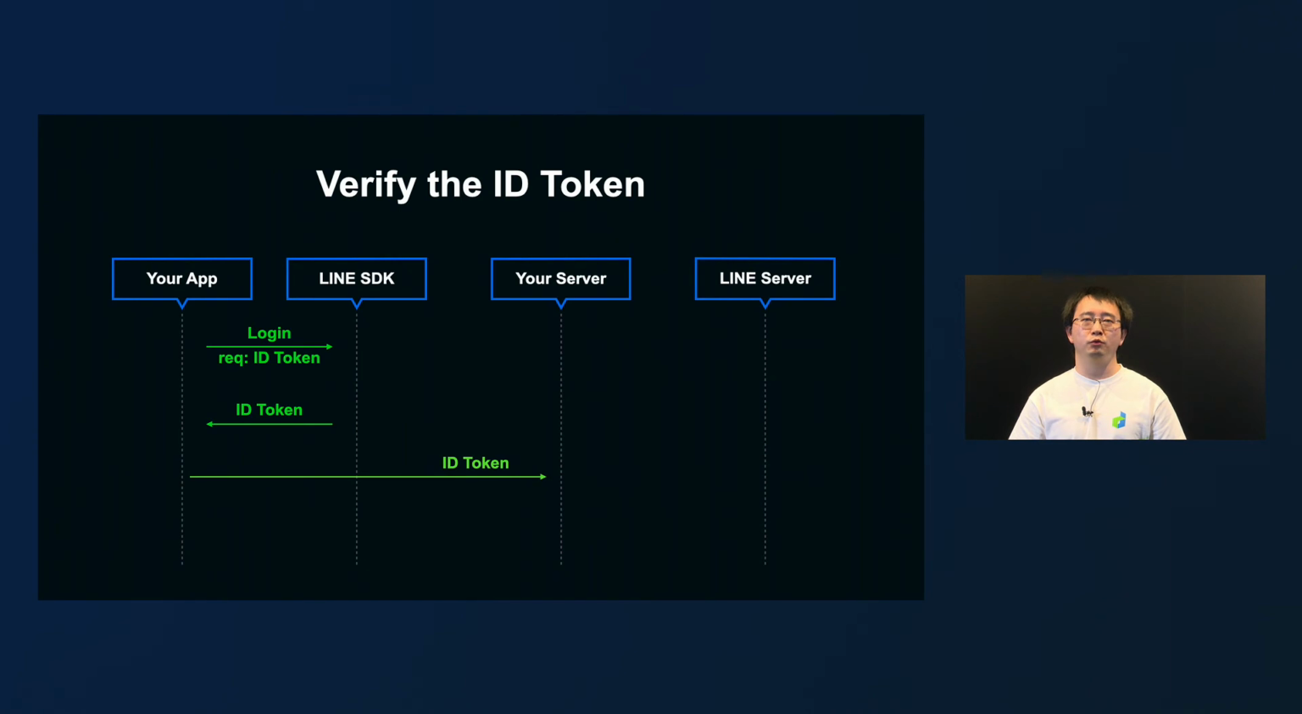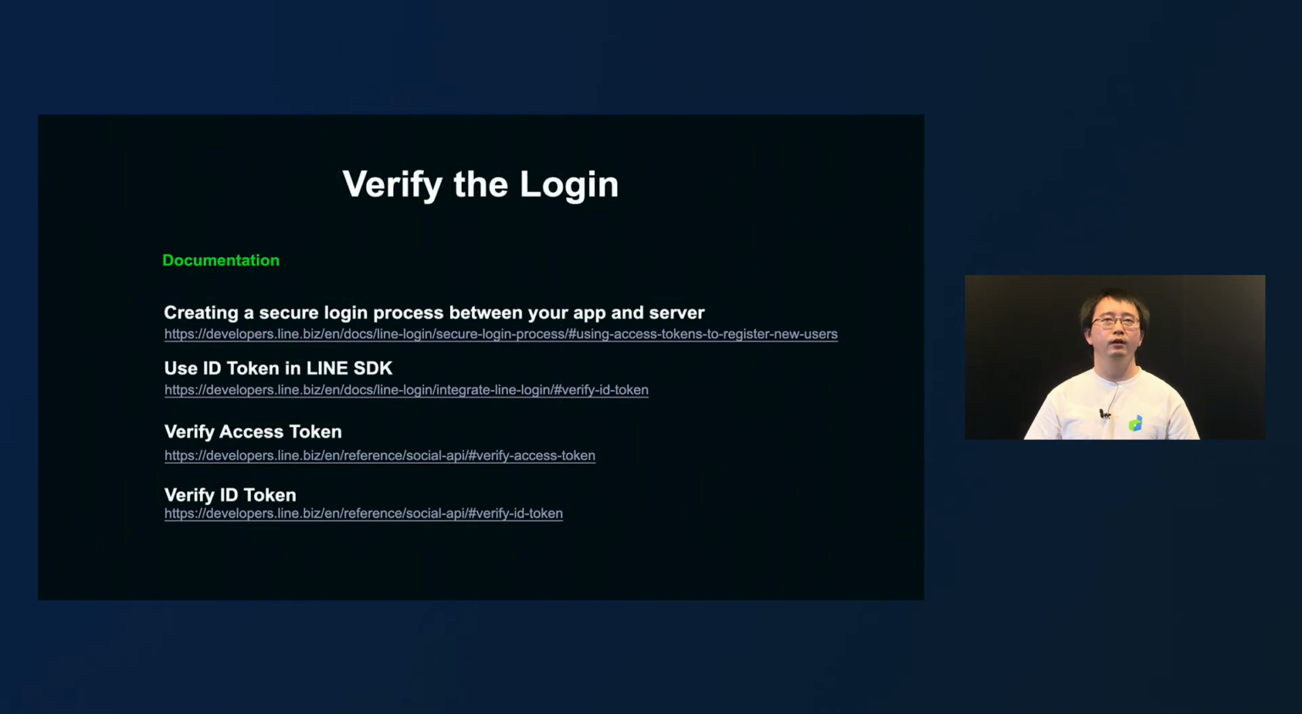When your server receives the ID token, it can choose to just verify in place on your server with Line's public key. Or the Line server also implements a verification API entry point. You can use that to verify your token. To help you verify the login and secure your app login, we prepared a bunch of guides and documentation. Keep in mind and make sure to read it.